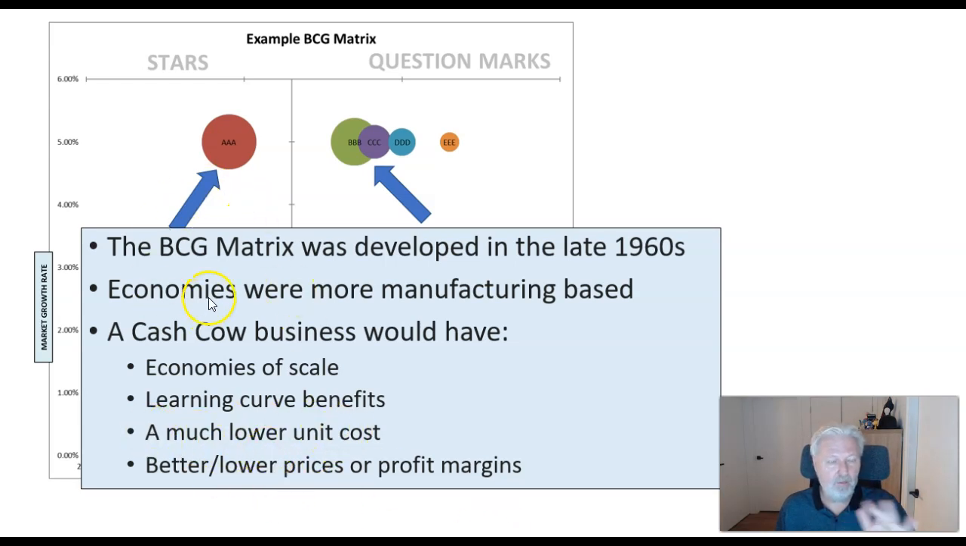So either way, the cash cows are able to get their average unit cost down, primarily in a manufacturing business. And that gives them two choices. One, they can undercut the market and have the lowest price in the marketplace and not really be challenged. And Walmart is probably a good example of that.